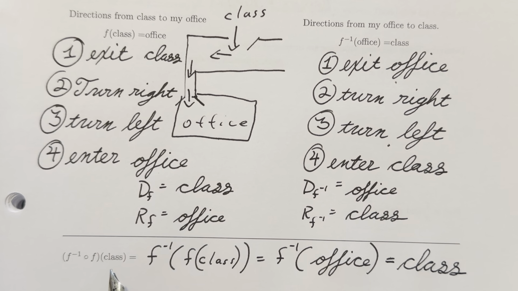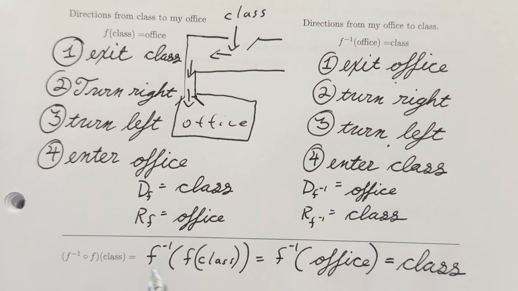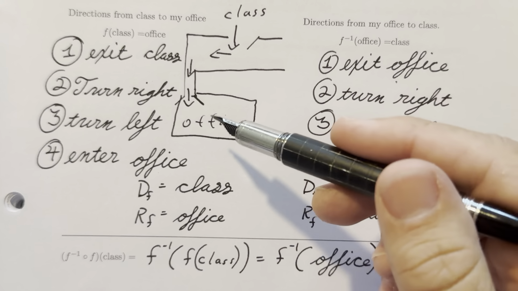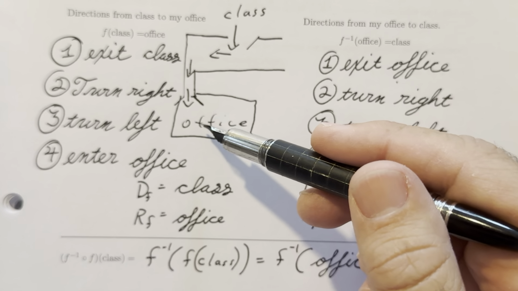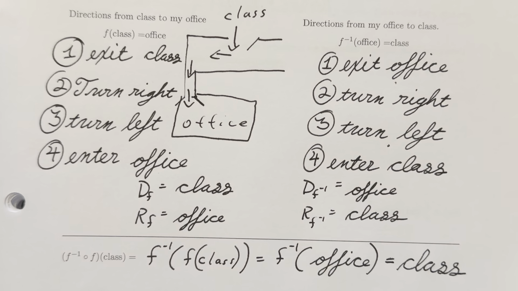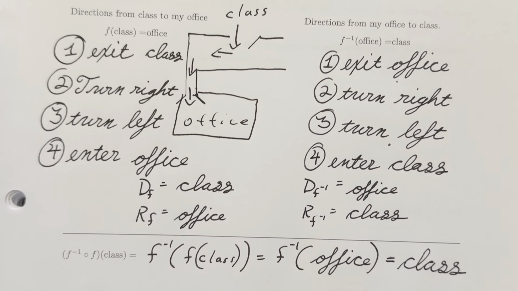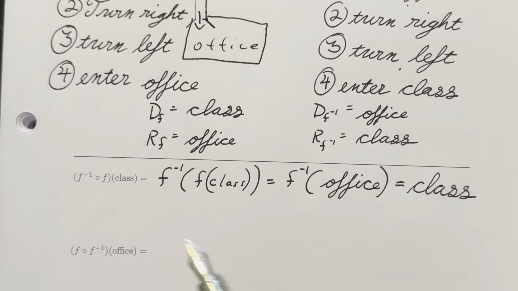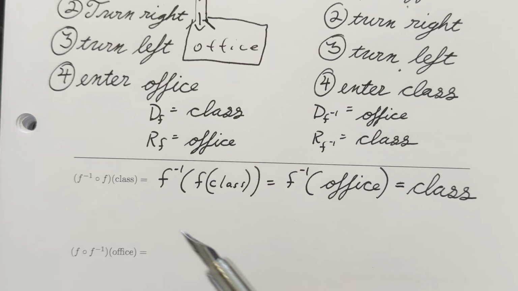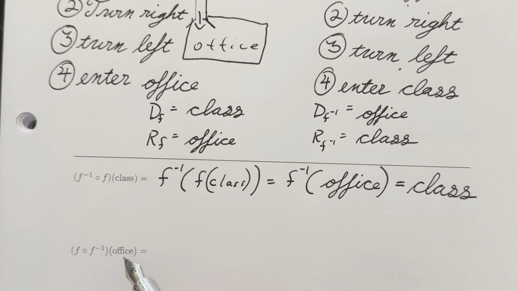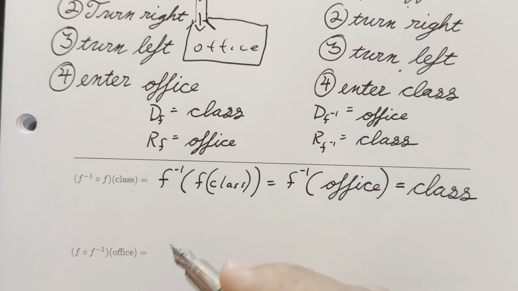And so note that the input here, class, is the output. The inverse function undid the action of the function, right? Because essentially what happens is the function takes you from the classroom to the office, and then the inverse function takes you from the office and brings you right back to the class. Now let's look at this in the reverse order, where the function acts on the inverse, and we're picking office because that is the domain of the inverse function.